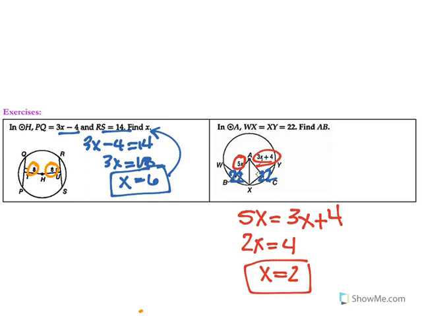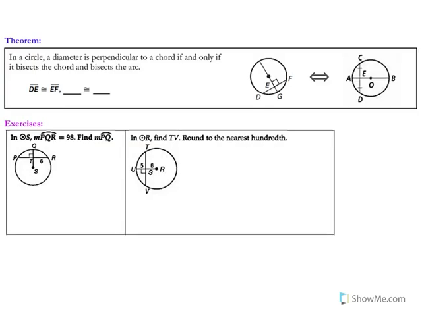Oh, before I move on, it says, what is AB? Let me erase some of this stuff so I can see where AB is. Okay, AB is right here. AB is going to be 5 times x. If x is 2, then AB is 10. I don't have any units, so I'm just going to leave it as 10. Questions so far? Pause if you need to, go back if you need to. I'm going to keep rolling.